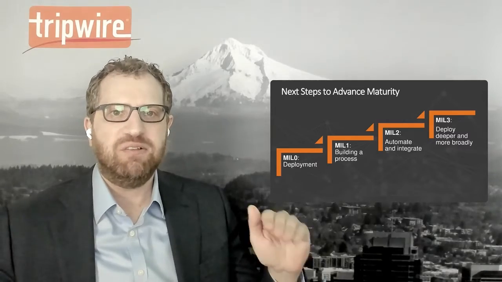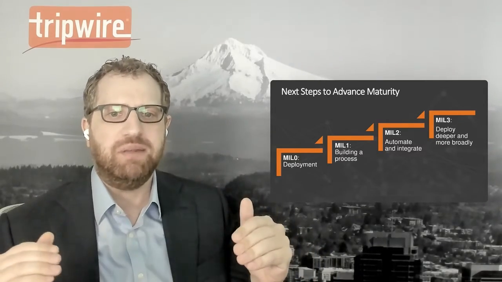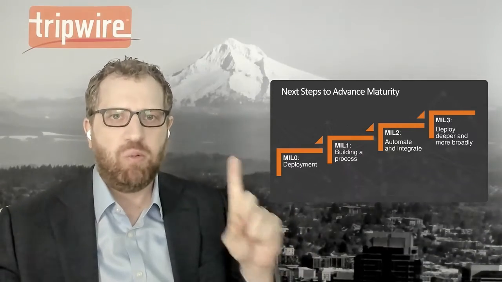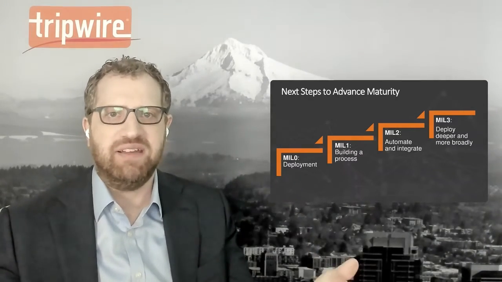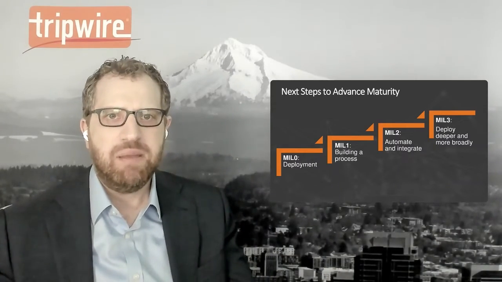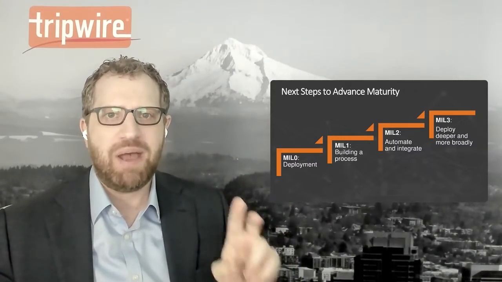If you're at maturity indicator level 0, I'd start thinking about deployment. How am I going to collect and gather the information I need? If you're at level 1, I'd be thinking about building the process. How do you start making use of the data in your organization so you get more value out of the data you're already collecting? At maturity indicator level 2, I'd start thinking about automation.